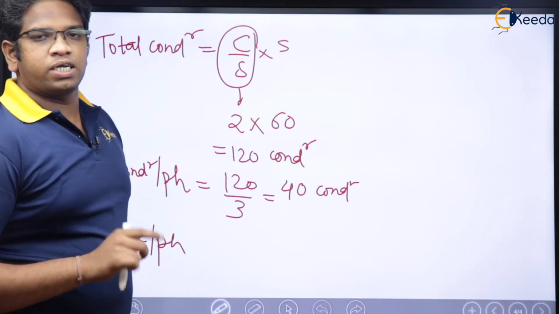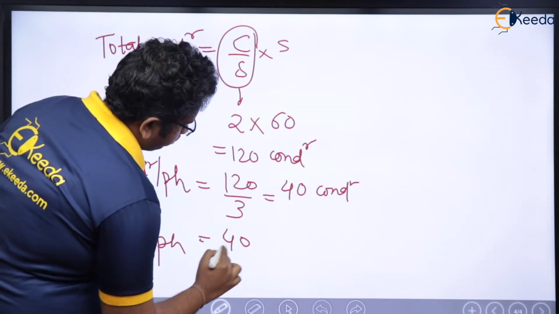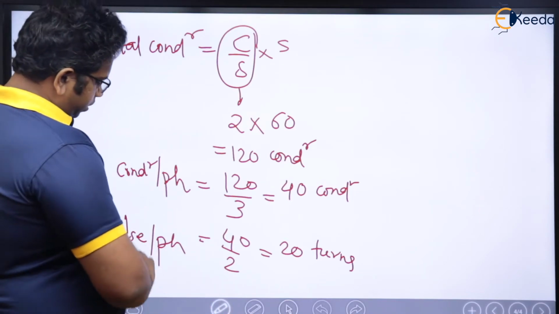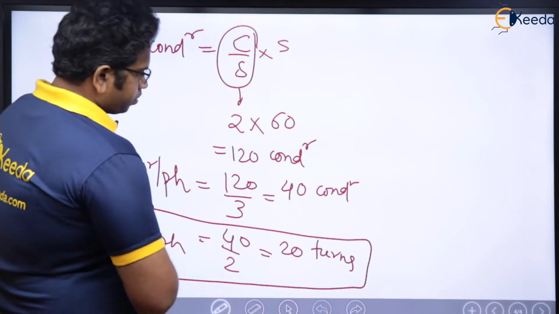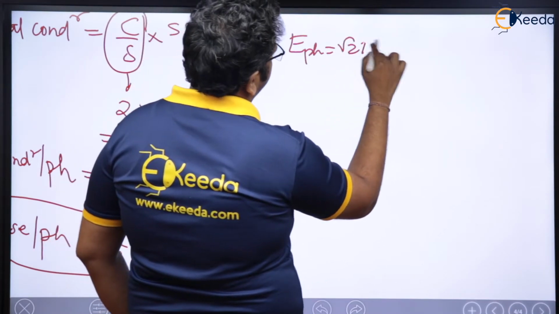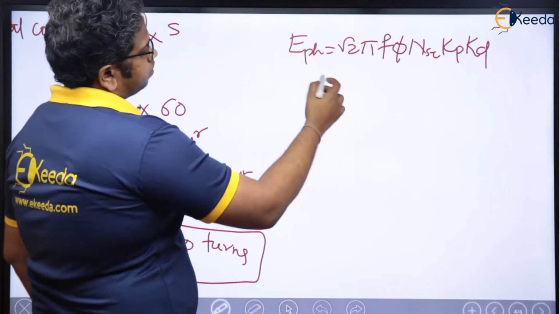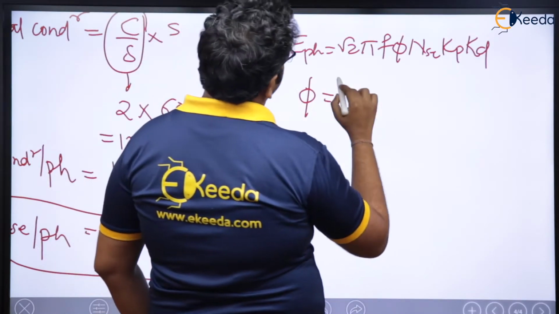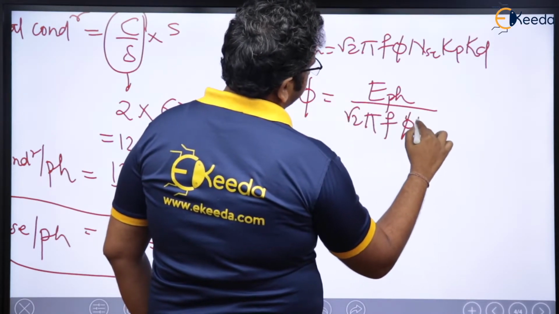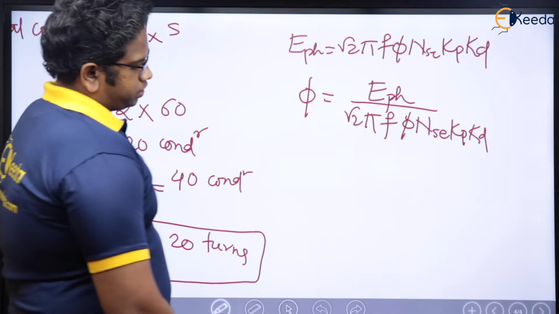Now we need the number of series turns per phase. We know that 2 conductors will form 1 turn, so 40 conductors will form 40 by 2 turns. It is going to be 20 turns. Getting my point, right? So NSE per phase is going to be 20 turns. Now let us just simply replace the things. EPH equal to root 2 pi f phi NSE Kp Kd. Let us rearrange this equation. You get phi equal to EPH divided by root 2 pi f NSE Kp Kd. Right? Now, how much is EPH, sir?